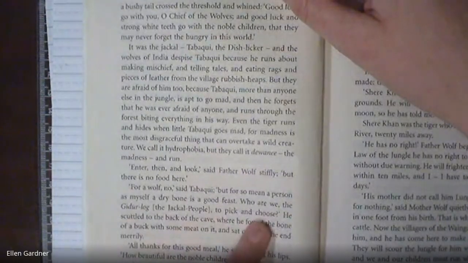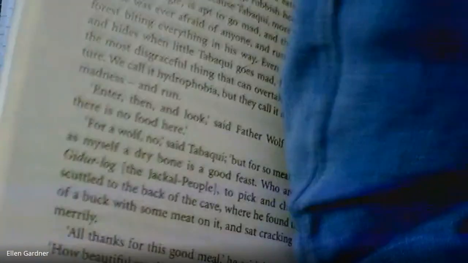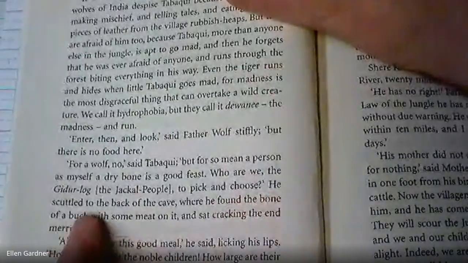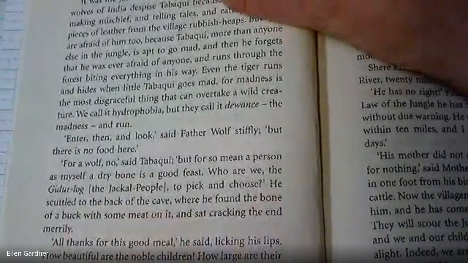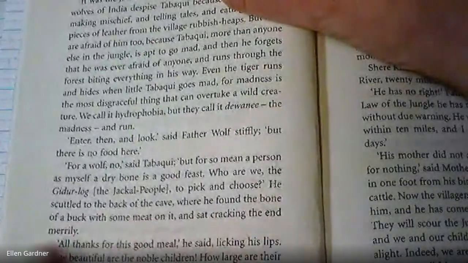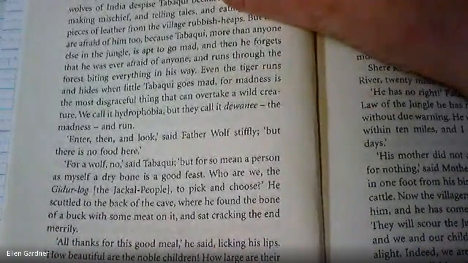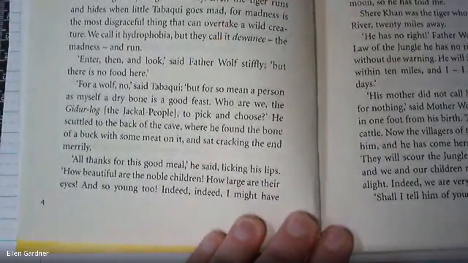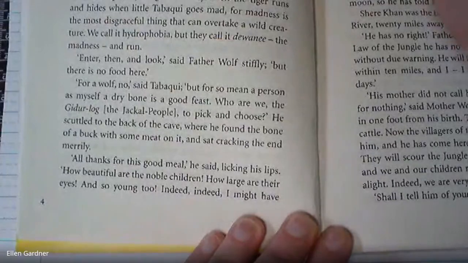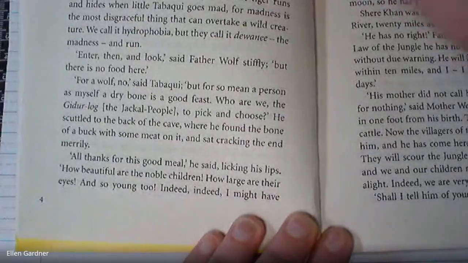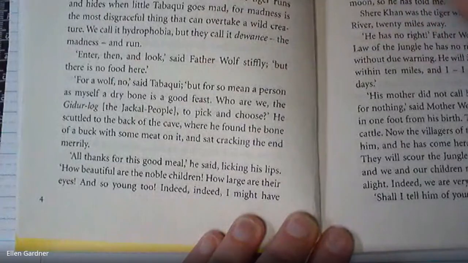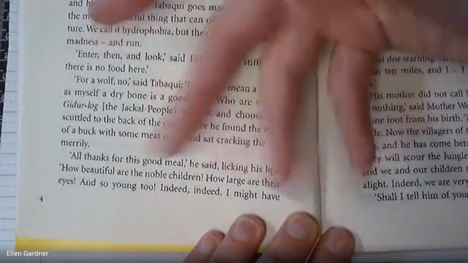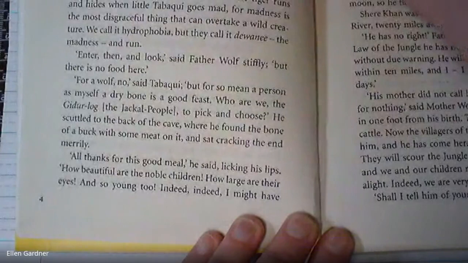So he's saying he's fine with anything, that they call him the dish licker because he just takes whatever is left of things. He scuttled to the back of the cave where he found the bone of a buck with some meat on it and sat cracking the end merrily. Well, he's getting actually the marrow out from inside. I don't know if you guys remember that, but when we were talking about the skeletal system, there is the inside of the bone that is filled with marrow, and you could actually eat it. So that's what he's eating.